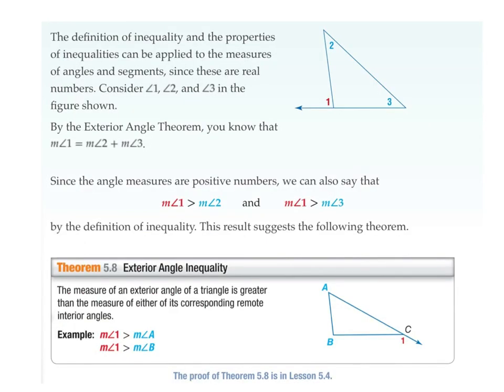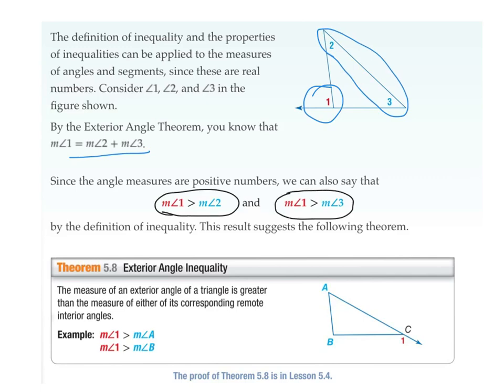Okay, so here's where your inequalities start. Remember, this guy here is your exterior angle, and these 2 guys are your remote. Well, you do know that in previous sections those 2 guys equal each other, which is what you've got here by the exterior angle theorem. All right, but you know by definition that angle 1 must be greater than angle 2, and angle 1 must also be greater than angle 3, because angle 2 and 3 added together make angle 1, so angle 1 must be bigger than both of them.